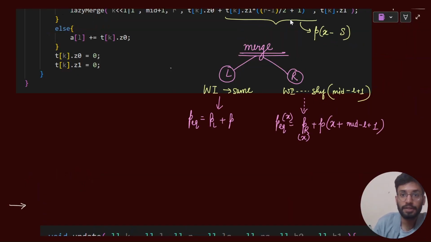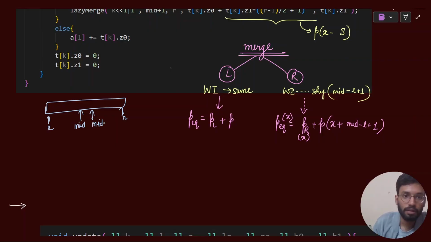Okay, so the shift here actually has to be mid minus L plus 1 and we need to find P of x plus that shift. Now why is that? So this is my array, this is my Lth index, this is my Rth index and somewhere over here is my mid and this guy is my mid plus 1. Because of my P function, here the sum should be P of mid minus L plus 1. So because mid minus L is my working index, mid minus L plus 1 will be the working index at this particular point, right?